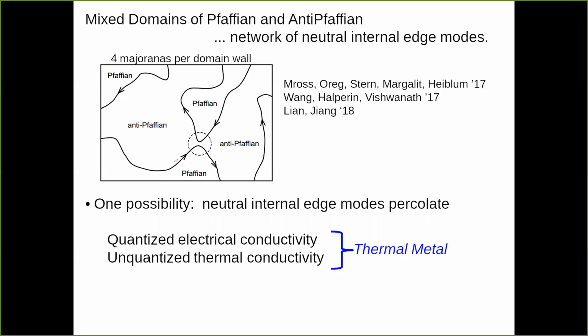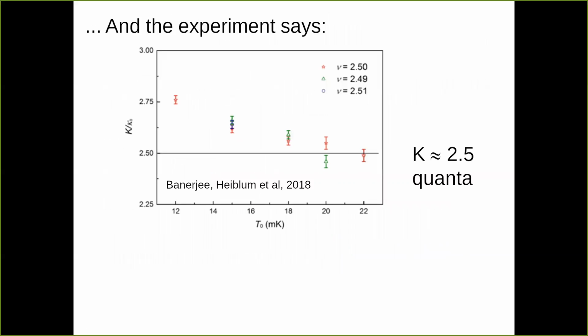And if you look back at the data, you might say, well, the thermal conductivity, it's not that well quantized. So maybe that's what's going on. You're getting quantized electrical conductivity. They say the electrical conductivity is very well quantized, but you're not getting quantized thermal conductivity. Now, I think the experimentalists would disagree with this.